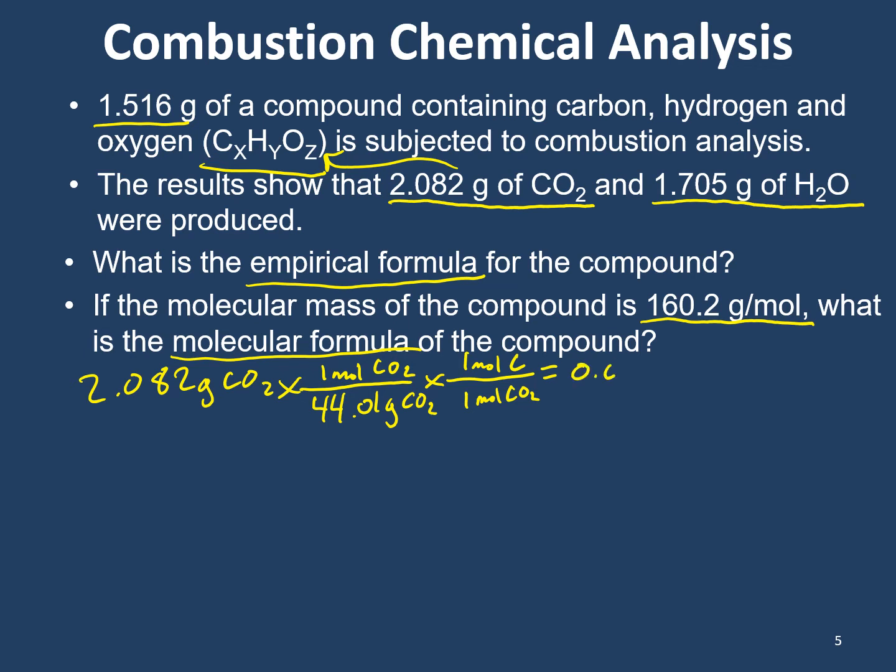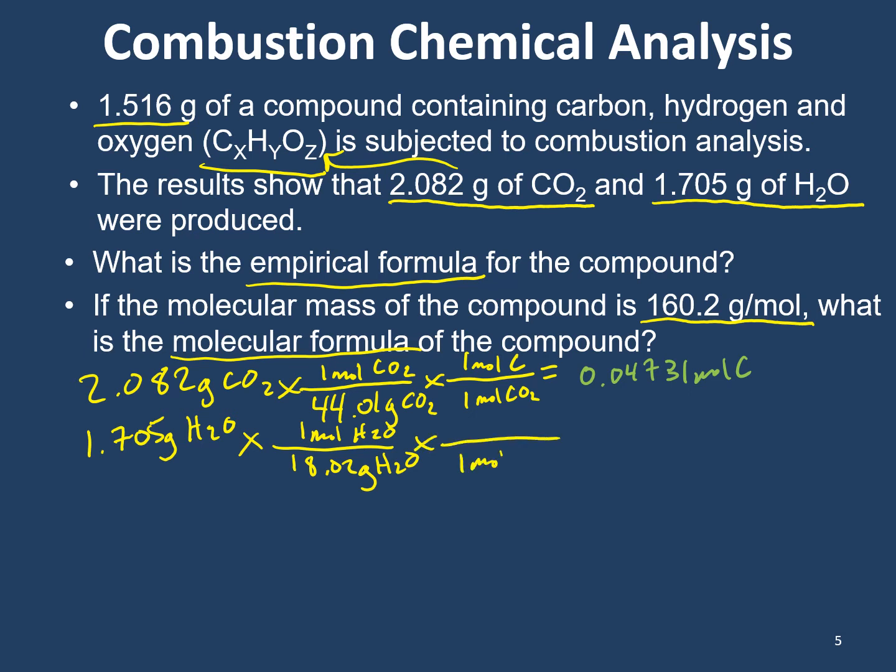I get that the moles of carbon in the compound, I'm going to use a different color here because we're going to need this value later, is 0.04731 moles of carbon. All right, so now let's do this again, but now we're going to do it for the water. 1.705 grams of H2O were present. We know the molar mass of H2O, or we can calculate it, is 18.02 grams of H2O per 1 mole of H2O. And I know that 1 mole of H2O contains 2 moles of hydrogen. Again, the goal here is to determine the number of moles of hydrogen present in my original compound.